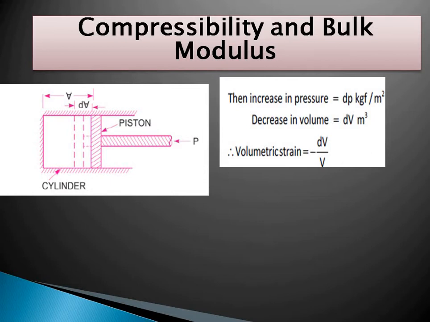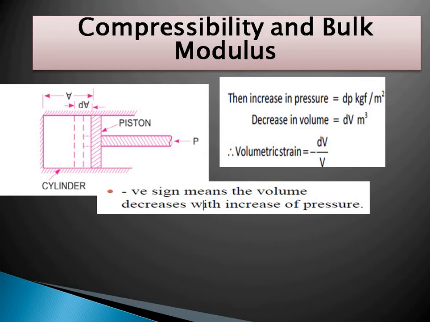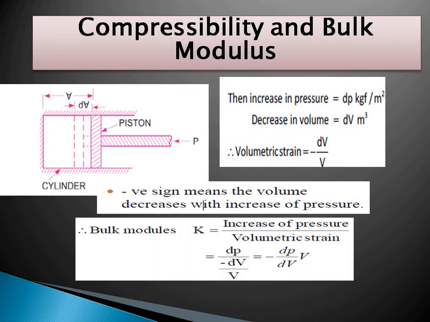Then volumetric strain is dV by V, the change in volume with respect to the original volume. Here the volumetric strain is given a negative sign, that is minus dV by V. What does the minus sign indicate? It indicates that the volume decreases. Suppose, opposite to that, the piston moves in a backward direction, then there will be an increase in volume, so the volumetric strain would be dV by V, with a positive sign. Here it is negative because the volume decreases with an increase in pressure.